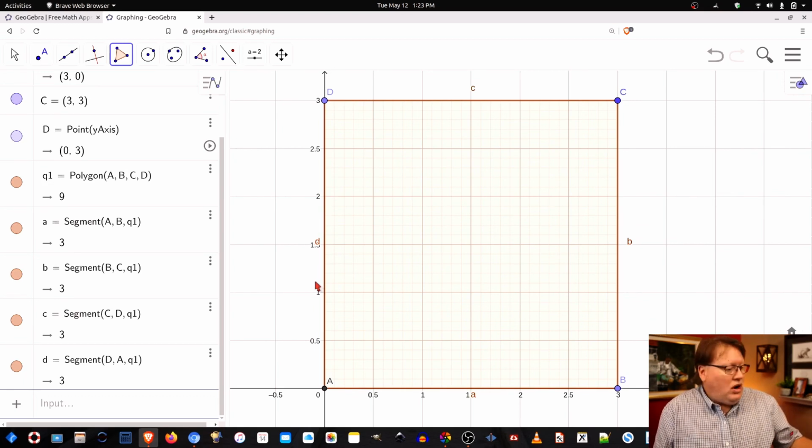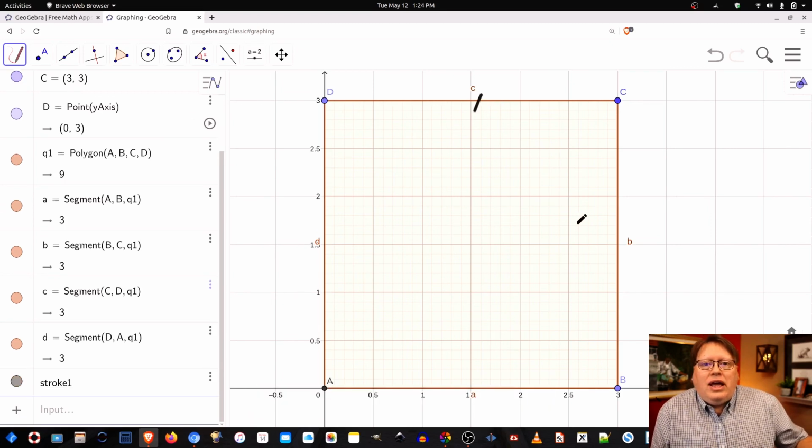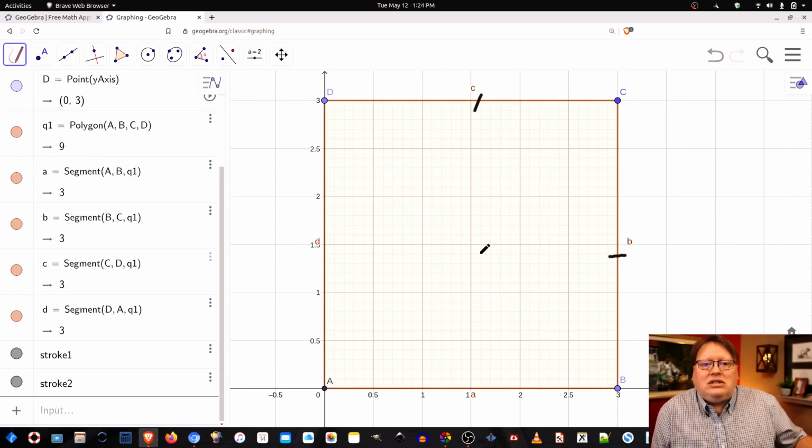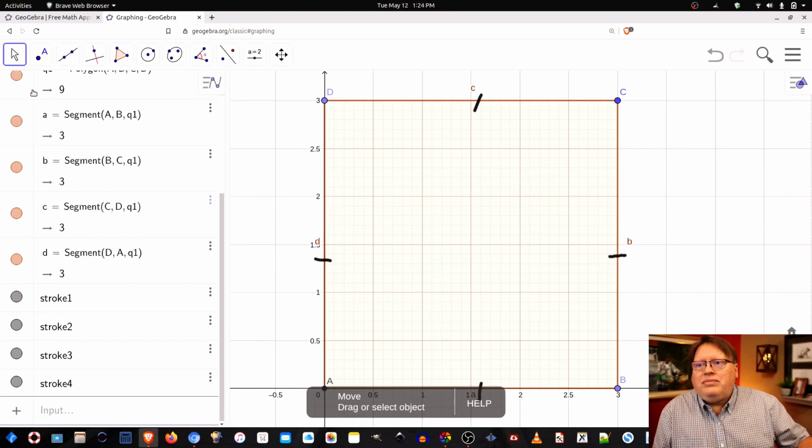So if I were going to mark this mathematically, I could do so by coming over here and choosing the pen tool, and I could mark this as a congruent side to this. These sides are all congruent, so I can mark them with a single tick mark, and that tells me that each side is congruent. They all have the same measure. Okay, so we'll put a single tick mark on each of those. Okay.